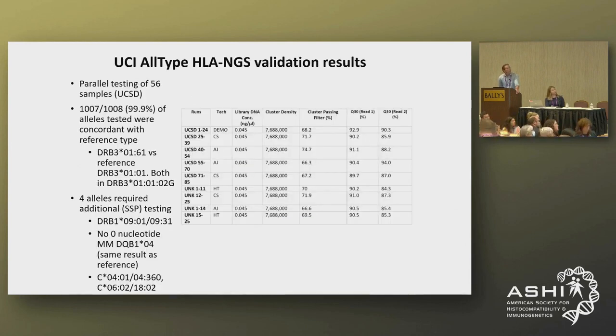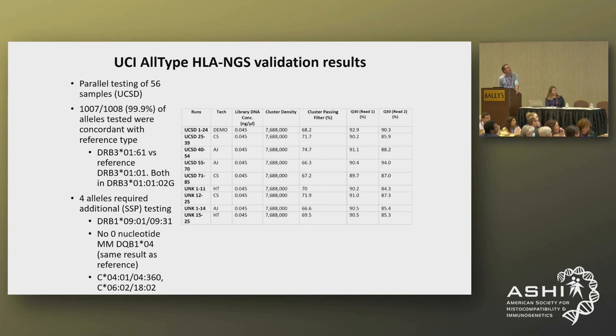So doing validation, we began with a parallel testing of 56 high-res samples. 99.9% of alleles tested were concordant with the reference type. There was one discrepancy, but it was in a G group, so it was deemed to be a not clinically relevant discrepancy. There were 4 alleles that required additional testing with SSP, but these were easily resolved ambiguities. In general, this performed well across a range of DNA inputs.